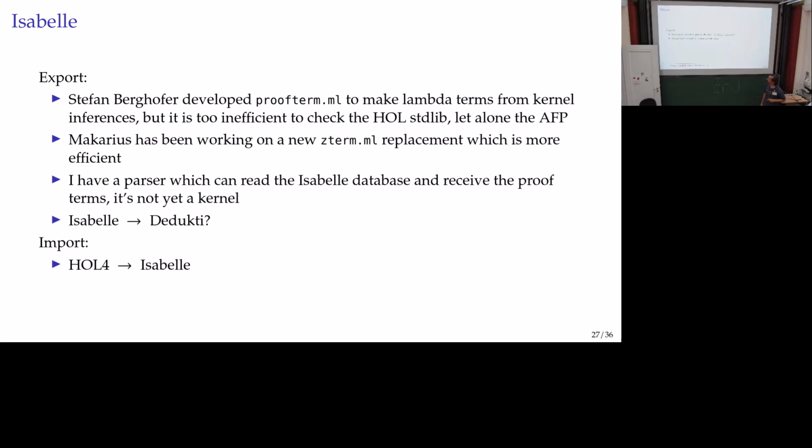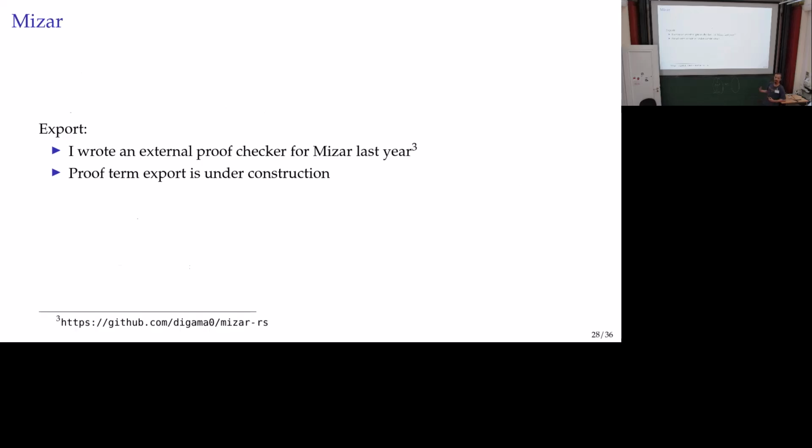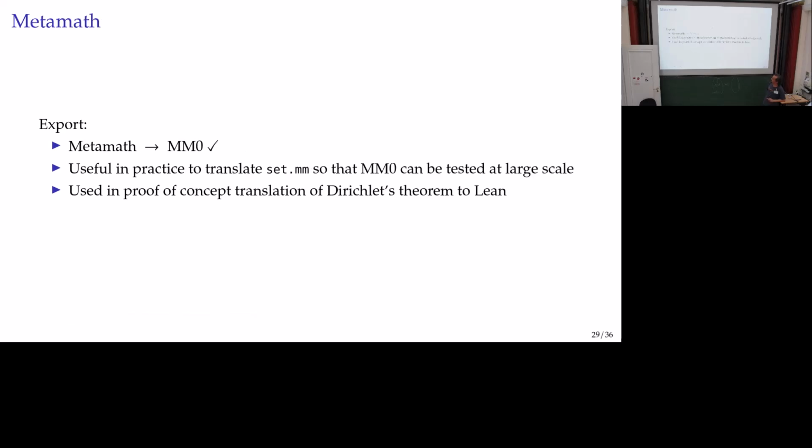In Mizar, I wrote an external proof checker for Mizar last year, and I've been working on proof term export from it. I hope to get the Mizar Mathematical Library in some kind of externally checkable form from that. That will be very useful because otherwise I'm not sure what will happen to all of that great work.